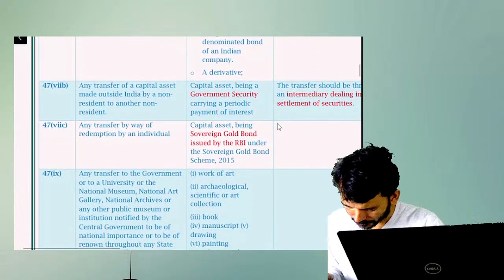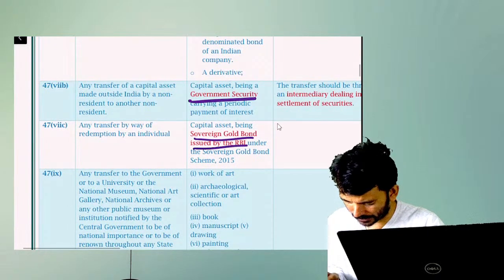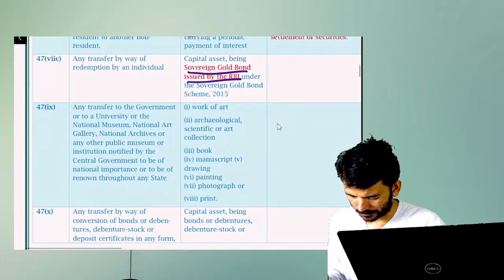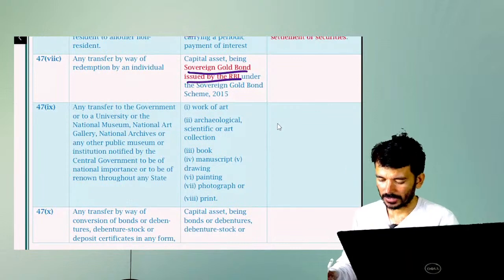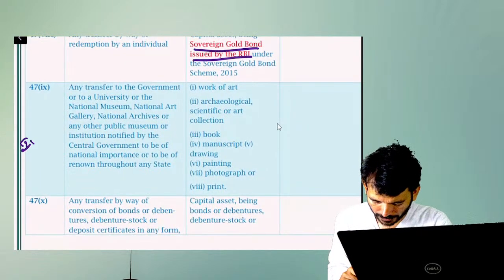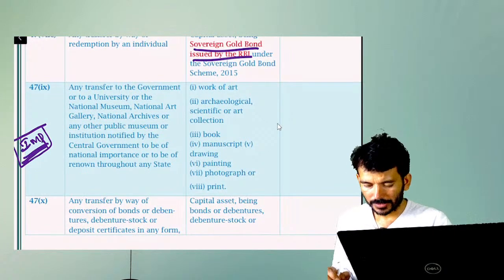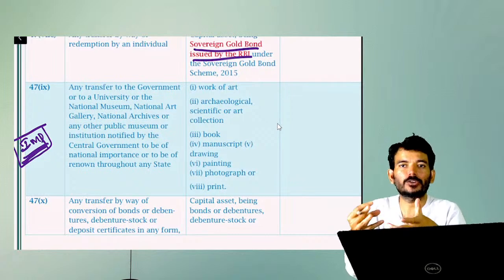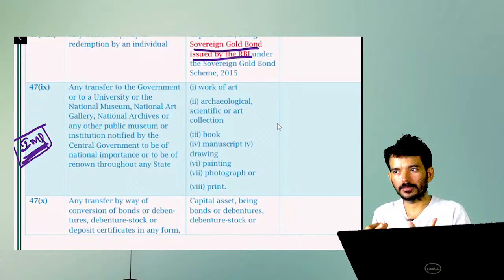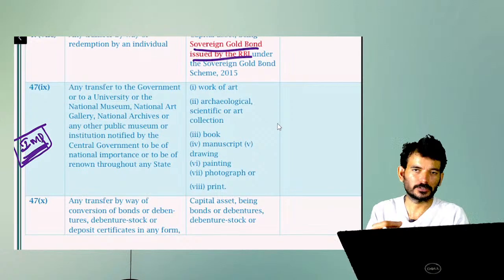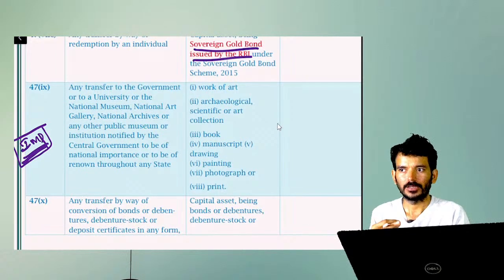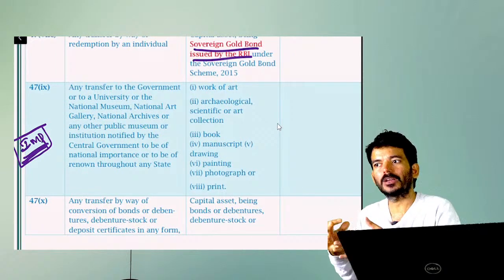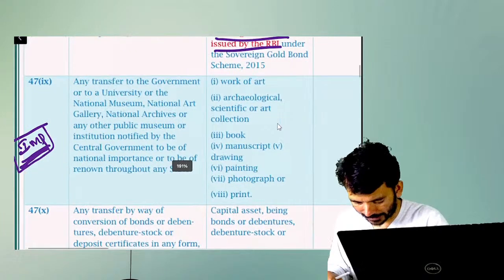Okay, gold sovereign bonds, gold security bonds, bullion, all these things are not transfers. Now this is important at an intermediate level especially. So you have something as a capital asset, but you are not selling it to anyone, you are giving it to government. Like you own some archaeological collections, instead of selling it to someone else, you are giving it for future reference. Okay, so it's not a transfer.